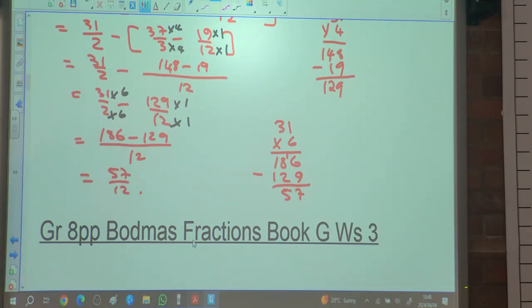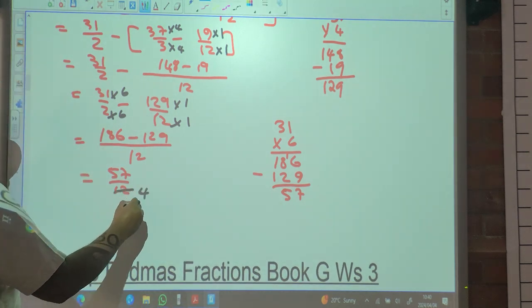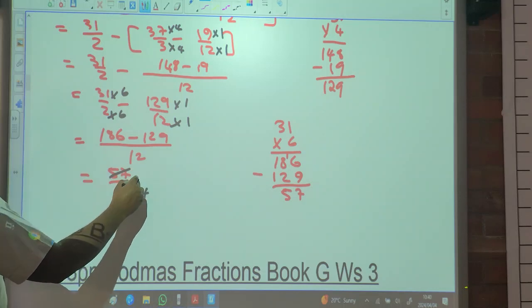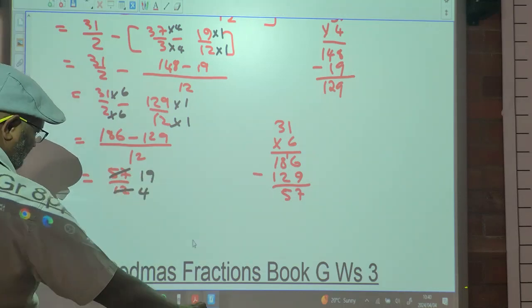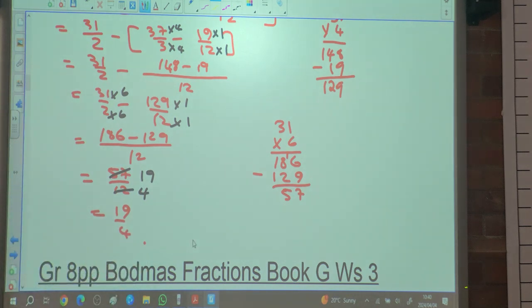Well, what number goes into 57 and into 12 without remainder? 3. Doesn't 3 go into 57? Yes. Did I make a mistake somewhere? You're all quiet now. I think it's 19 over 4. Who got that answer? One person.